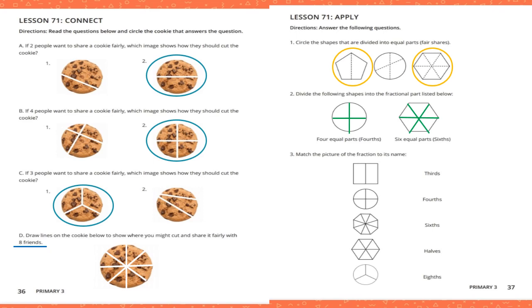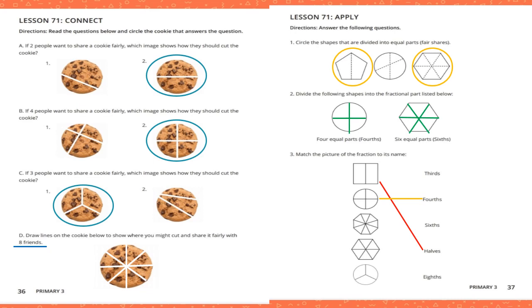Number 3, match the picture of the fraction to its name. The first picture here, I have 2 parts. So 2 parts in fraction is called what? We said before half and half. So I have here two halves. Yes. The second picture, I have a circle divided into four equal parts. It means what?